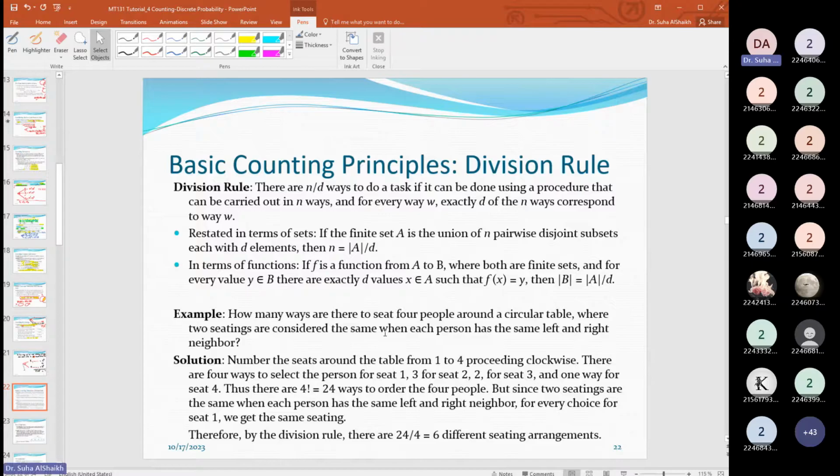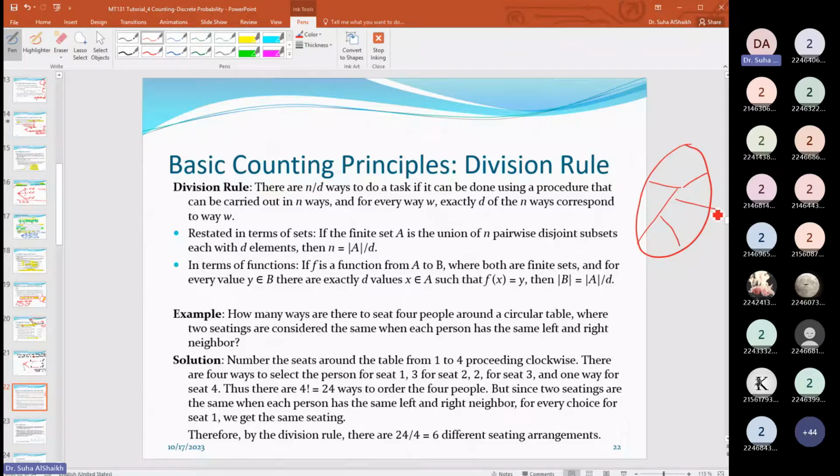Now, the division rule idea is like when you have your space of outcomes, and this space of outcomes is divided into parts that happen equally likely. So if you have n ways to do a task that can be done using a procedure that can be carried out in n ways, and for every way w, exactly d of the n ways correspond to the way w, in this case we are going to use the division rule.